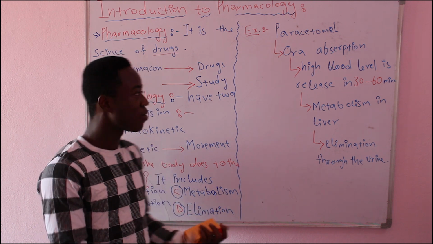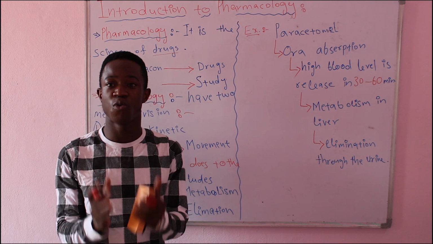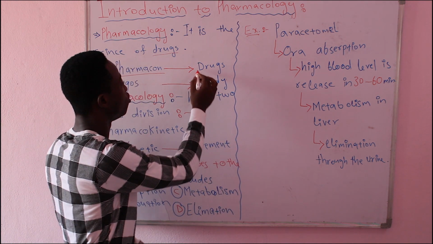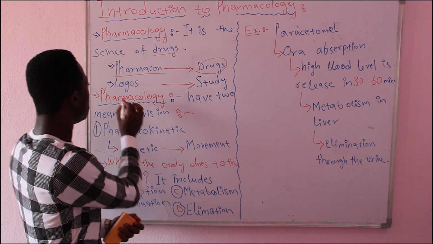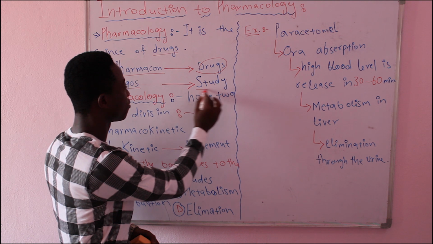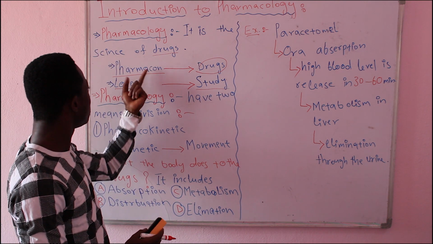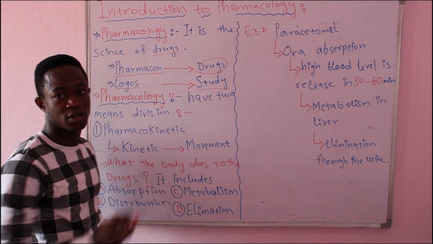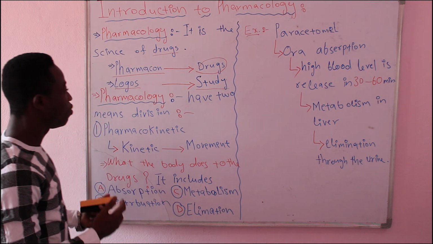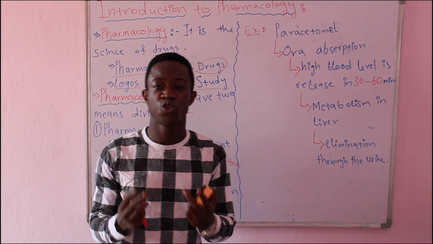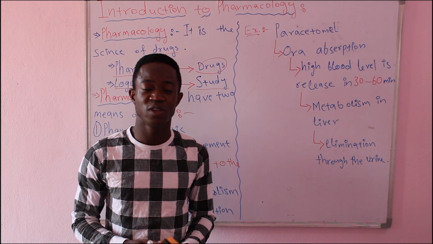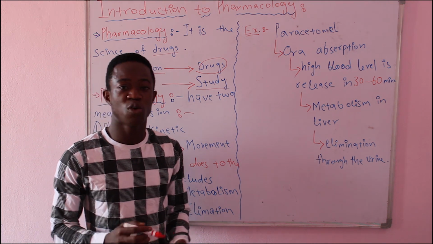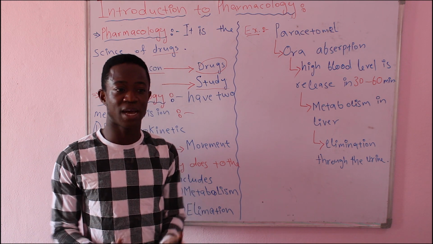So we look at the word pharmacology. Pharmacology is derived from the Greek word pharmakon. The word pharmakon means drugs, while logos means study. So both words, pharmakon and logos, give rise to the word pharmacology. Pharmacology has two distinct branches: pharmacokinetics and pharmacodynamics. So we'll be looking at the kinetic aspect and the dynamics aspect.